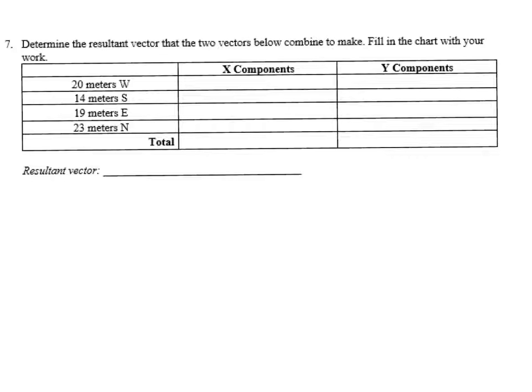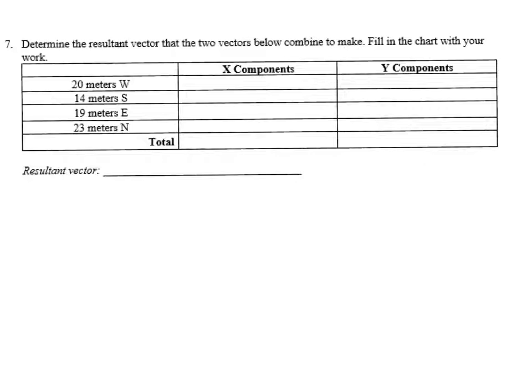So for this question, we are ultimately trying to find the resultant vector. It says 2 vectors, this should actually say 4 vectors below, and fill in the chart to show all of our work. So to do this, we are going to separate each of these vectors into the x and y columns. This is fairly simple because all of these are just going north, south, east, or west. They're not going at an angle. So this problem is actually pretty easy.